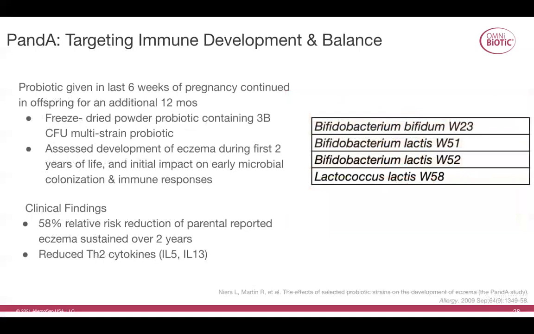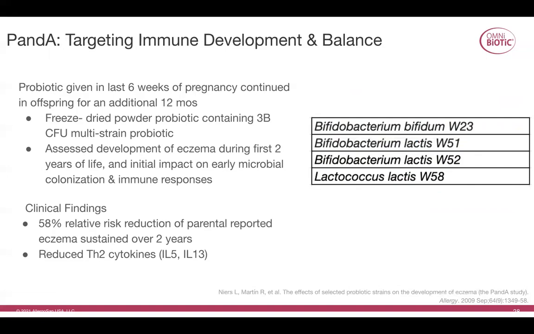Let's take a moment to look at a study done on Omni-Biotic product Panda. This particular study is targeting the offspring of women who are more prone to atopic diseases, and eczema being one of those. So a study done, they used a freeze-dried probiotic powder. It was given to the moms the last 6 weeks of pregnancy and continued in the babies for 12 months. This particular probiotic powder had 3 billion CFUs of a multi-strain probiotic. Patients were followed for the first 2 years of life. So the babies were followed.